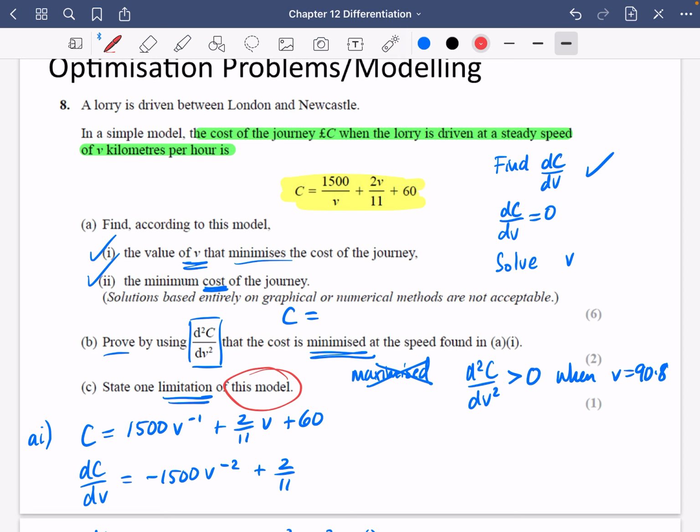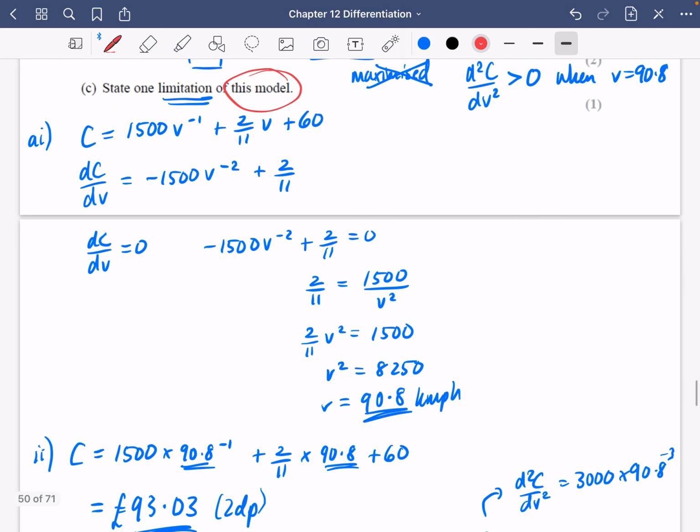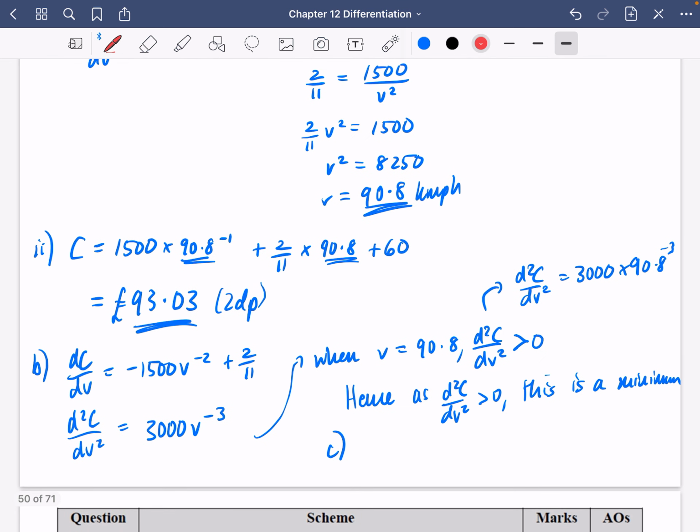It says here, when the lorry is driven at a steady speed. Well, if it's going from London to Newcastle, it's probably not going to be driving at a steady speed all the way along here. So one limitation of this model is that this model is for when it drives at a steady speed, which is unlikely.